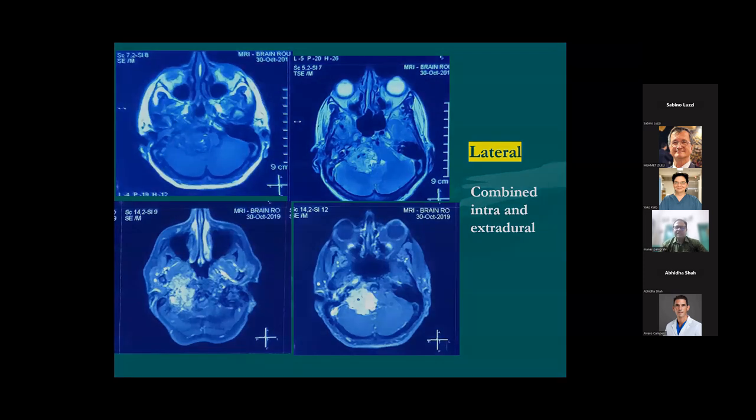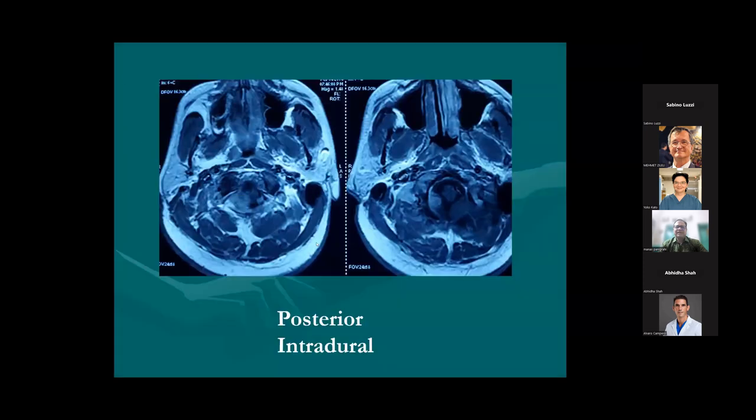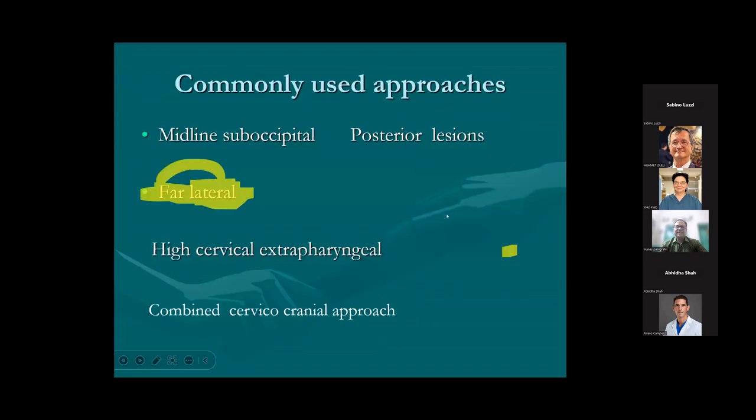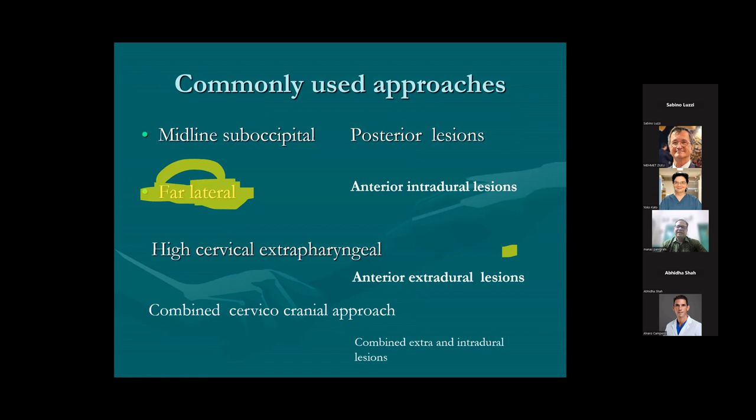So if it is posteriorly located, one can do a posterior approach, and if it's a combination of intradural and extradural, one can do a posterior approach, do intradural dissection of the tumor and remove the tumor. So midline suboccipital is done for posterior lesions, whereas for combined intra- and extradural, one has to do a far lateral approach. For anterior intradural, it's a far lateral. For anterior extradural, it's a high cervical extrapharyngeal. And when it's a combined intra- and extradural, one has to do a combined craniocervical approach.